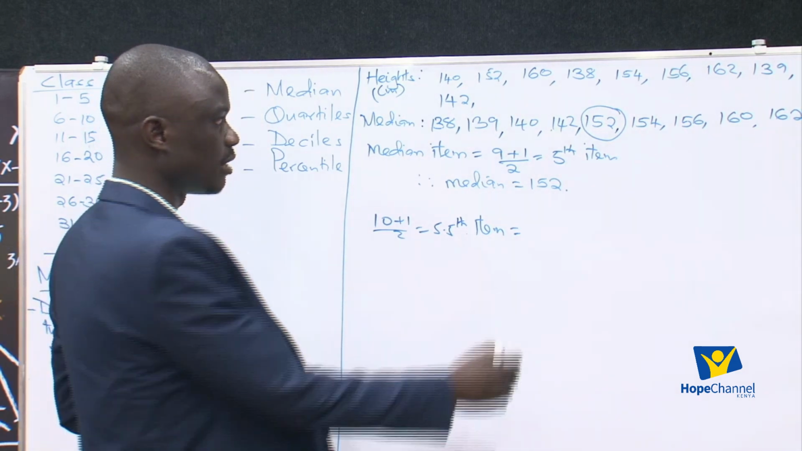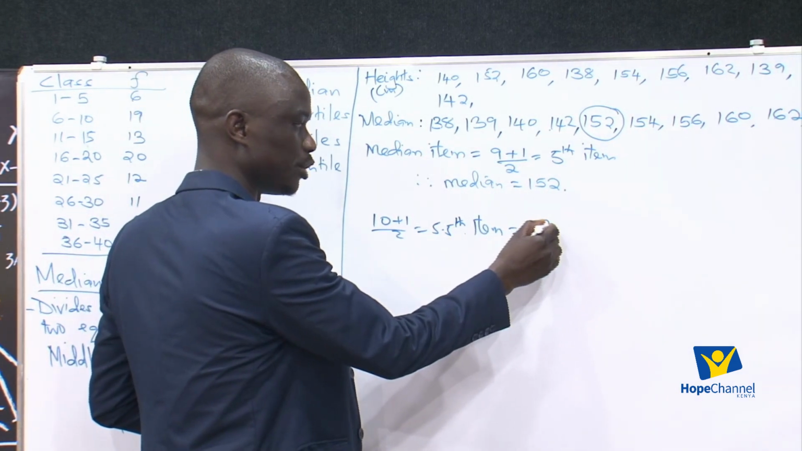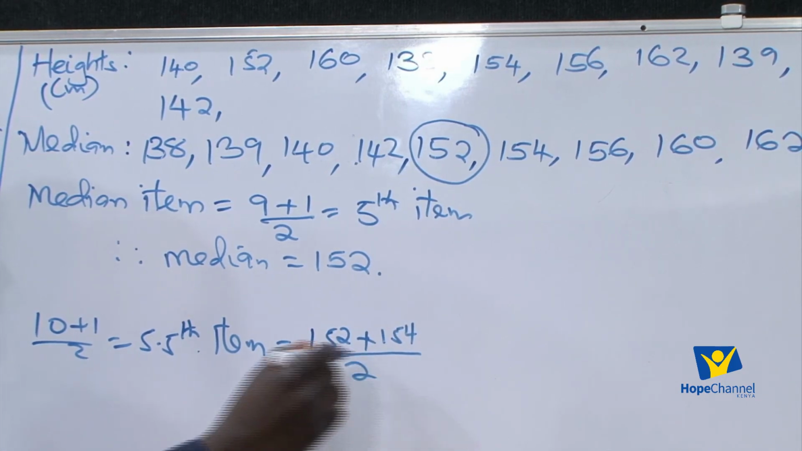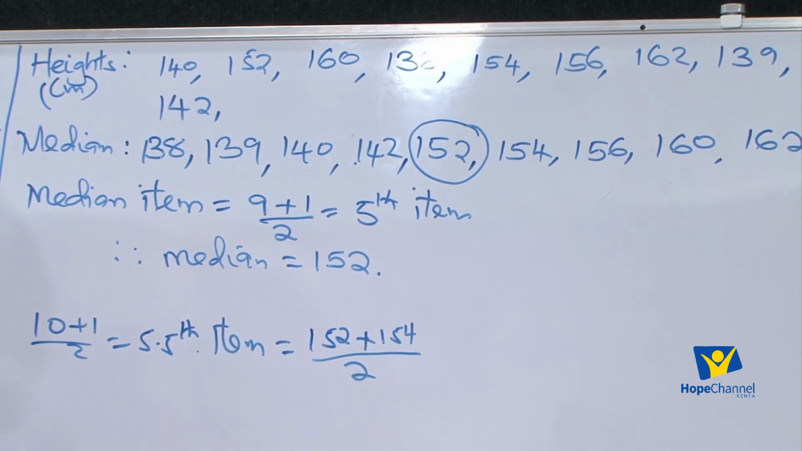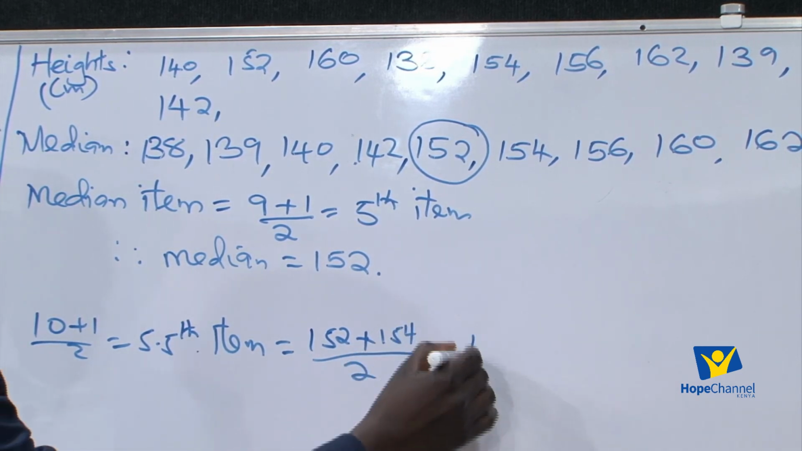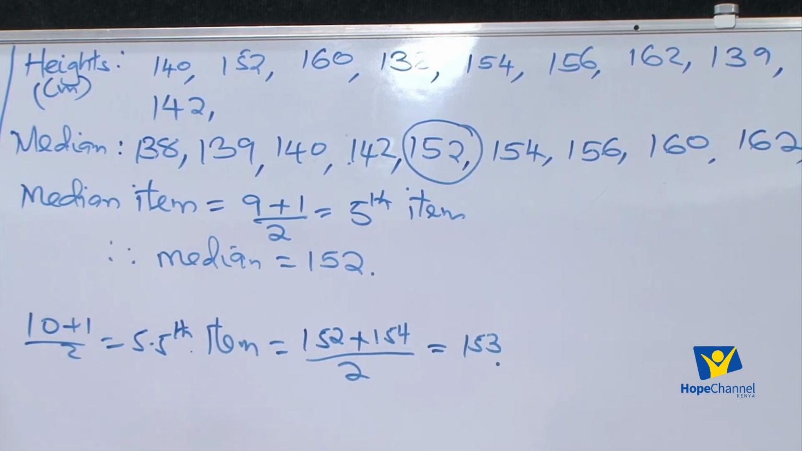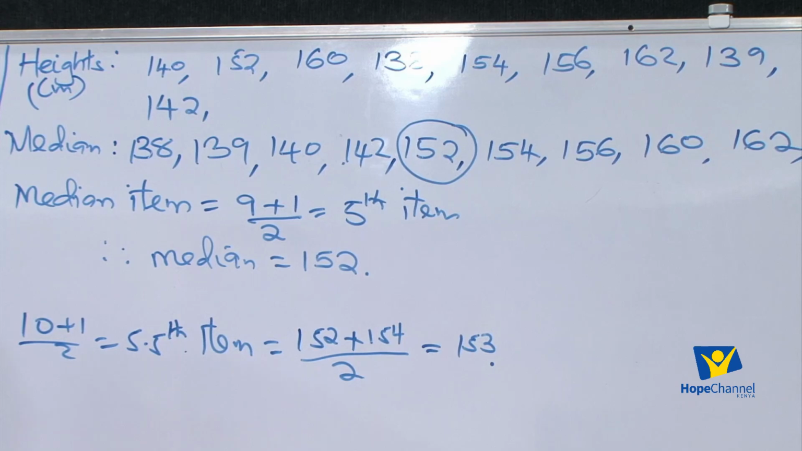In between. So you'll just take that 152, you add to 154, then you divide by what? You divide by 2. So that one will give us 153. So that one will become our what? That one will become our median.